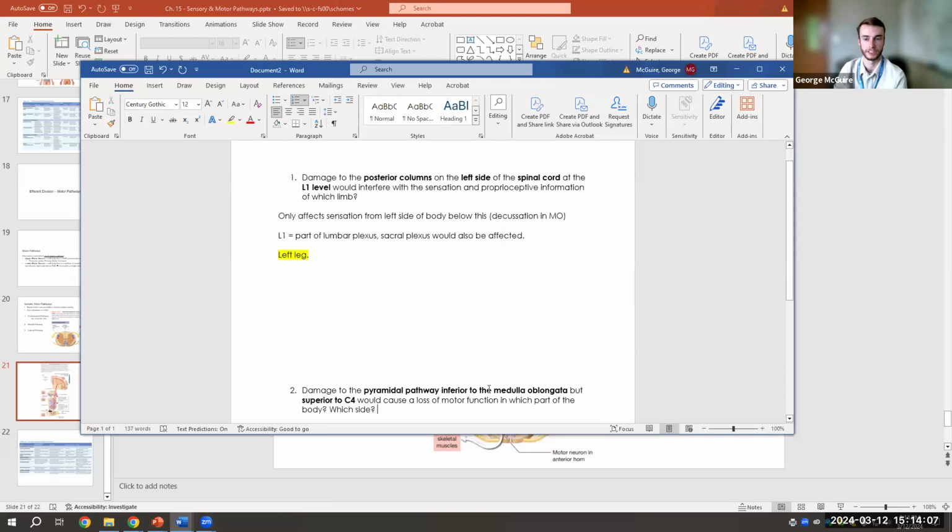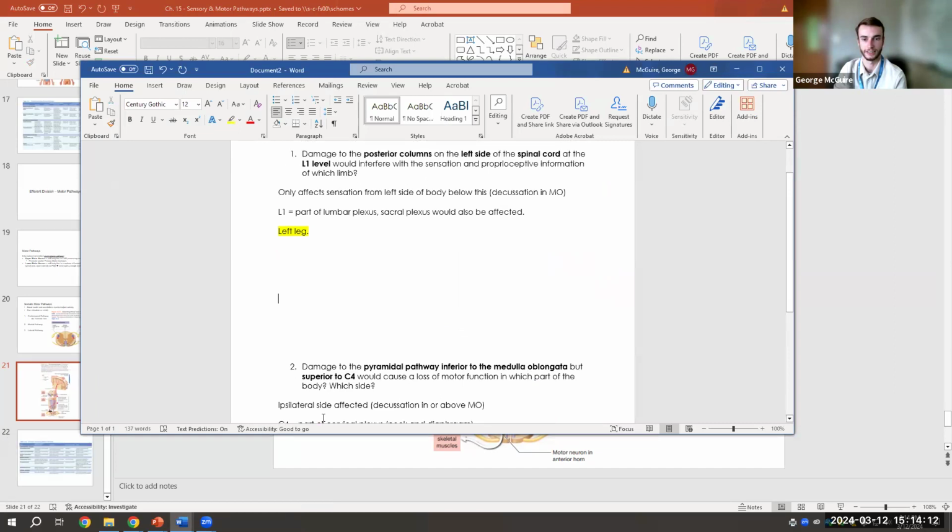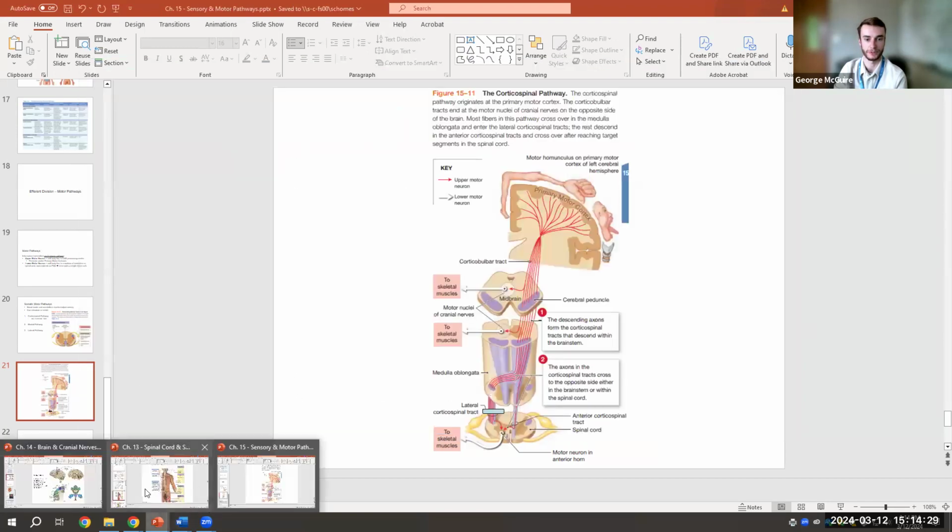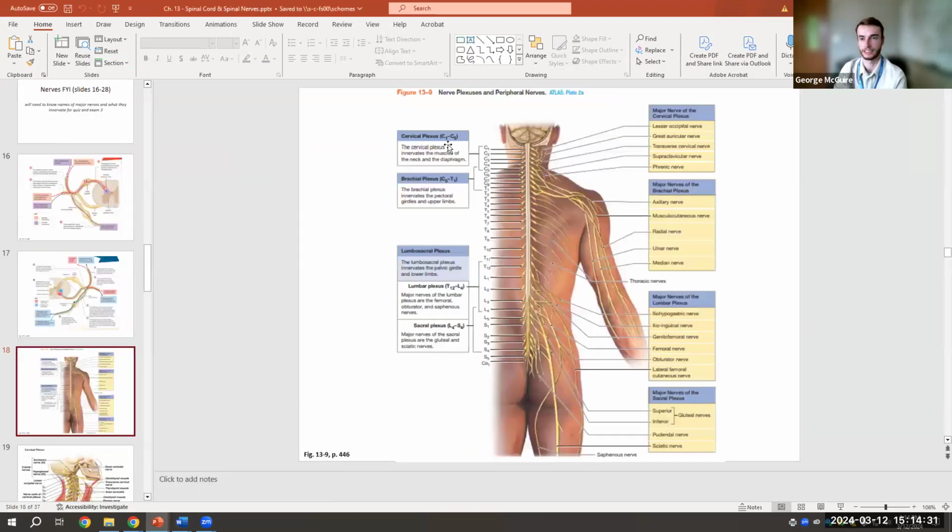Okay. So it's below the medulla oblongata, and that led me to knowing it is the ipsilateral side. Whatever side this damage is on, the same side of the body is going to be affected because decussation happens before that. Next, figuring out where it is: it's superior to C4 but inferior to the medulla oblongata. So going back to chapter 13, C4 is part of the cervical plexus. These innervate the muscles of the neck and diaphragm.